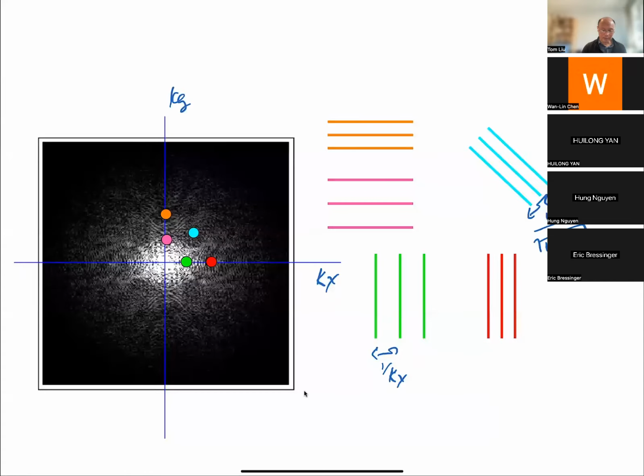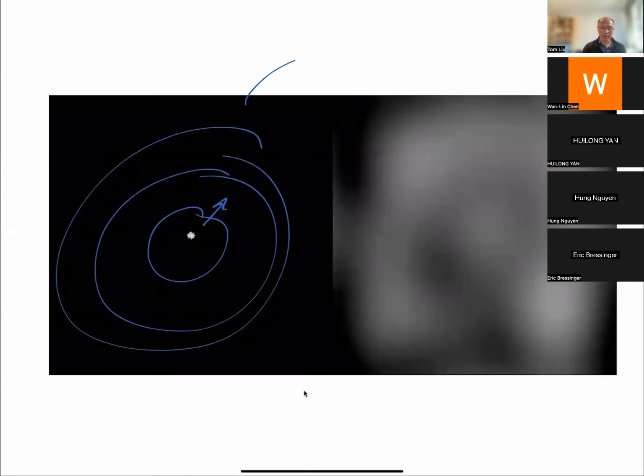As I play the movie, oops, the media is not found. Sorry about that, that's weird. Anyways, I'll put that picture on Canvas. But essentially, what you should see is that as we acquire more and more of k-space, this image will look better and better. So we'll put the movie on Canvas.